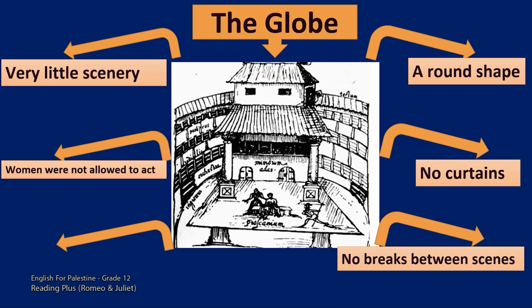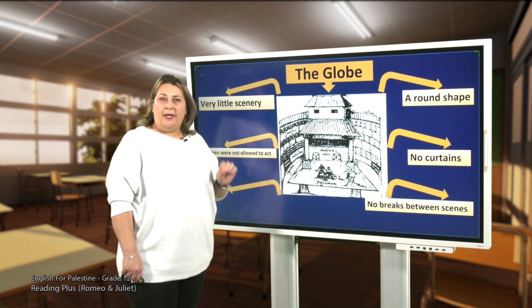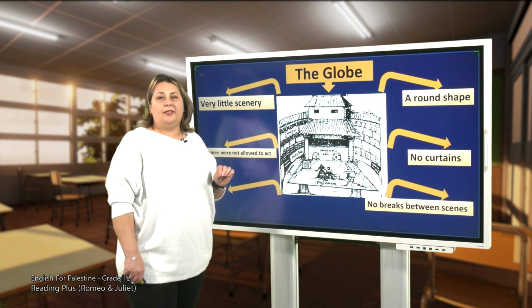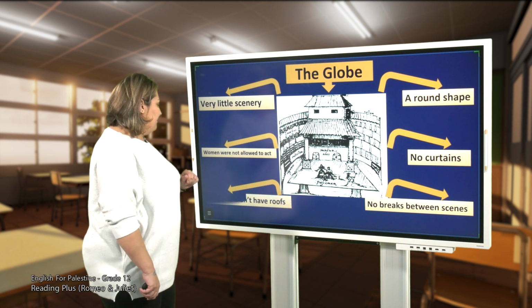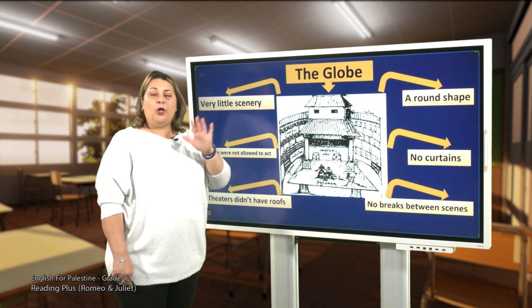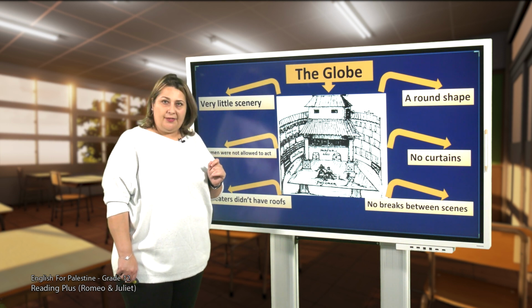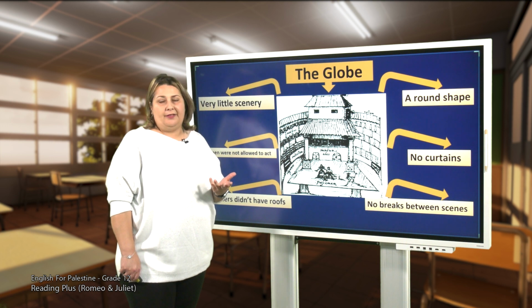Number 5, women were not allowed to act in Shakespeare's plays. At that time, only young boys acted the women's parts. Now, number 6, theaters did not have roofs. Okay? So most of the acting was at daylight.